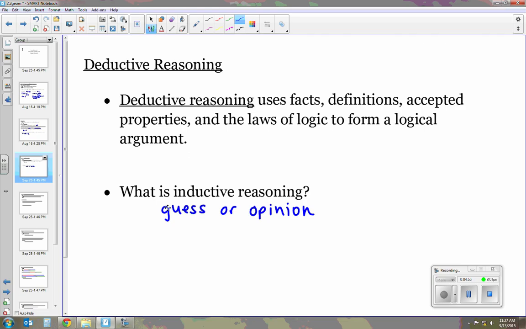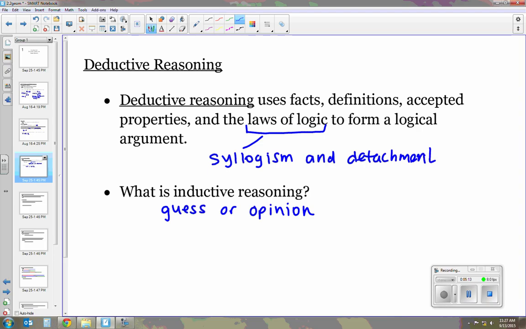And deductive reasoning uses already known true facts. And deductive reasoning uses two laws of logic: syllogism and detachment. Okay. And I'm going to show you examples of syllogism and detachment and how we use them. Okay, so let's look at the first one.